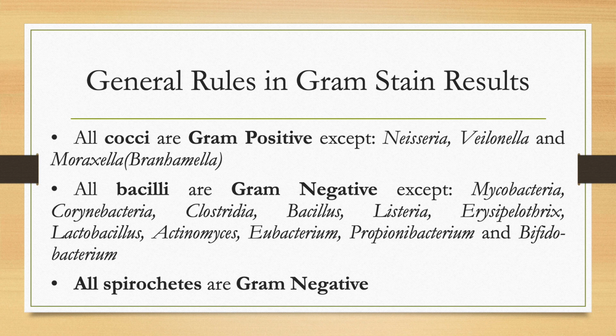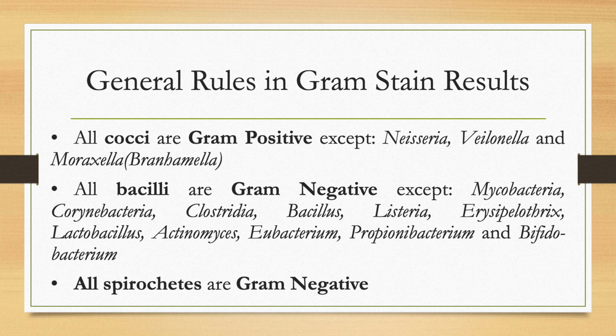Then you can also note that all bacilli are gram-negative except the following: Mycobacteria, Corynebacteria, Clostridia, Bacillus, Listeria, Erysipelotrix, Lactobacillus, Actinomyces, Eubacterium, Propionibacterium, and Bifidobacterium. Of course, there are other bacteria in the environment that are also gram-positive. However, these ones here are the ones that are usually found or usually encountered in human samples.